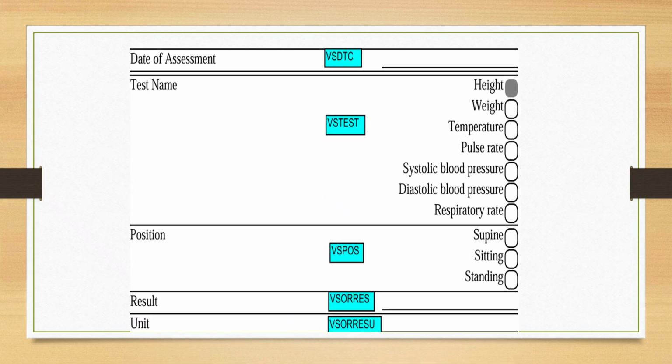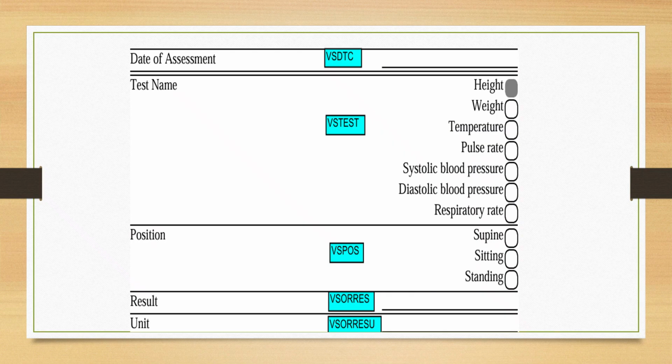Now let's go through another form here. Right now I'm giving you a CRF form where you are capturing the vital signs information, and in this form you can notice that the VS test is being captured, and we have the position, result and unit information as well along with the date. In this example, the height is a pre-populated form value in the CRF form, so from this form we know that this CRF form will have the VSTEST equals to height.